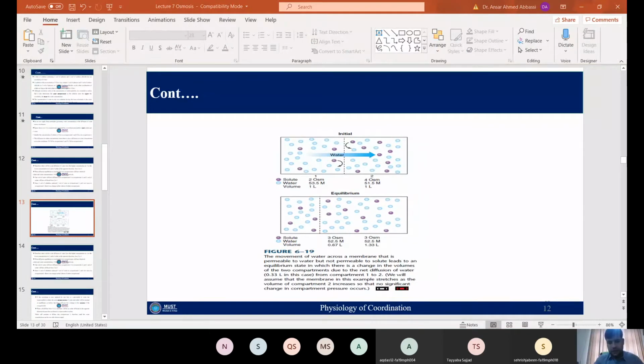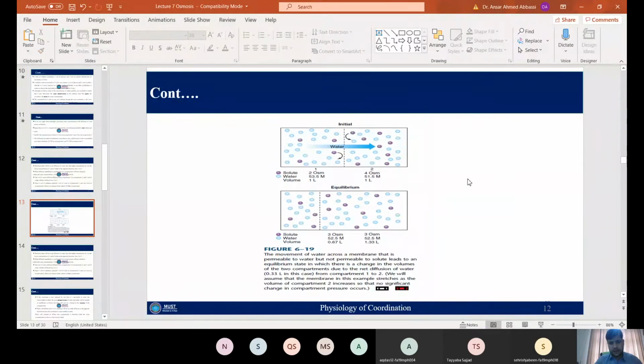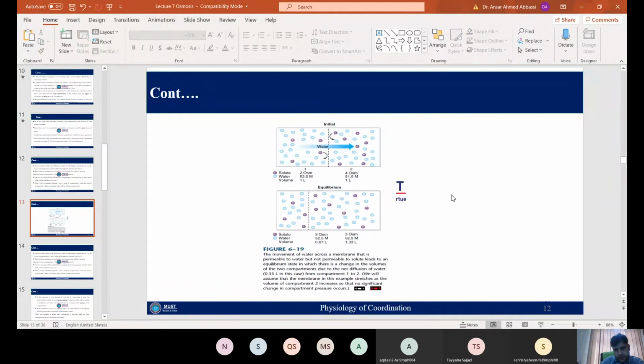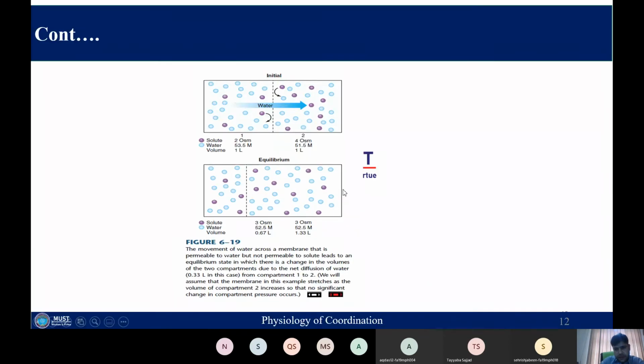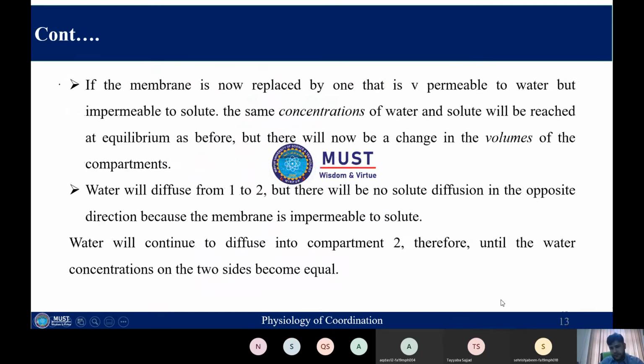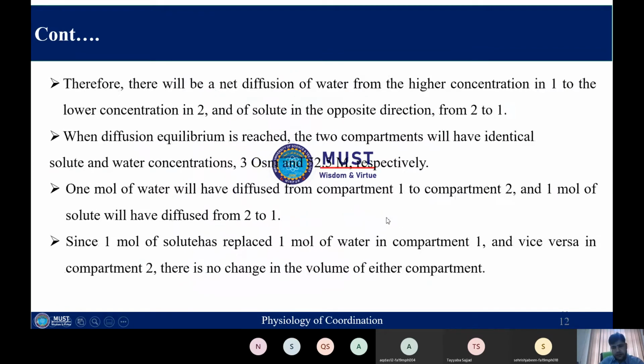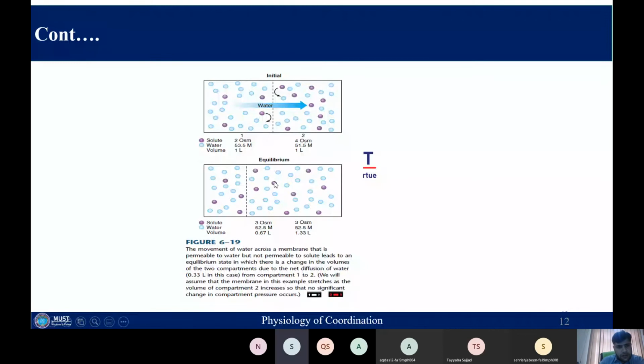Sorry for the inconvenience. Can you see the slide? Can you see the slide on your screen? Are you there? Yes, sir.